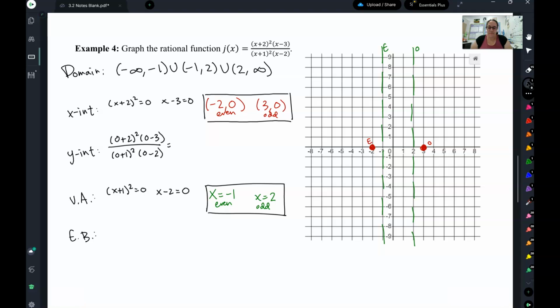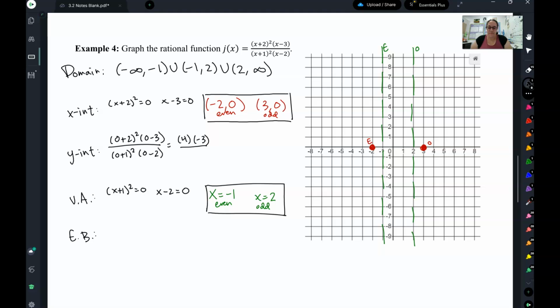So I have 0 plus 2 is 2. Square that is 4. 0 minus 3 is negative 3. Now, here's where you need to be careful. A lot of students will forget that these parentheses are multiplying parentheses. And instead of multiplying 4 times negative 3, they'll get 4 here and negative 3 here and minus them, and do 4 minus 3 and get 1. But that is incorrect. You have to remember that those parentheses mean multiply.